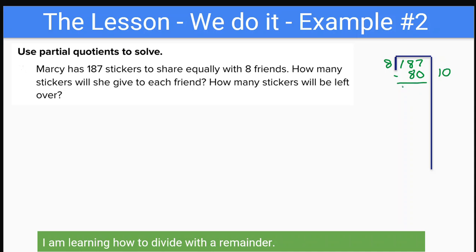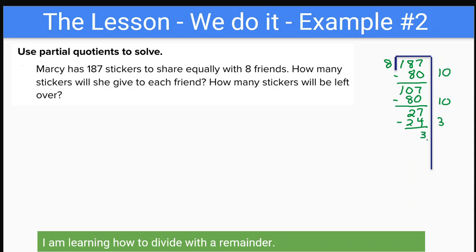Okay, subtract, and I'm left with 107. I could do another 10 eighths right there. Take away another 80 right here. If I do that, I'm left with 27, right? I know that I can put 3 eighths into 27, and 3 eighths is 24, because 8 times 3 is 24. 27 minus 24 leaves me with 3.